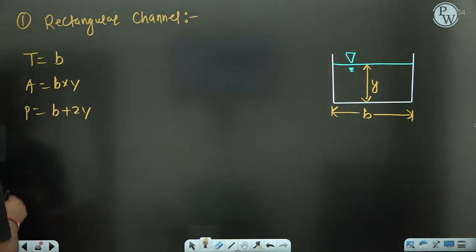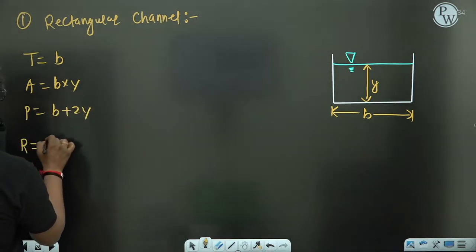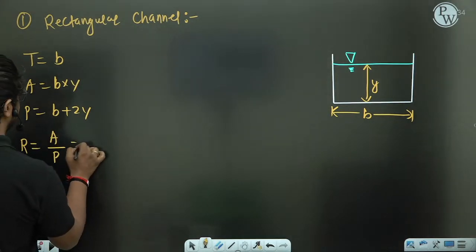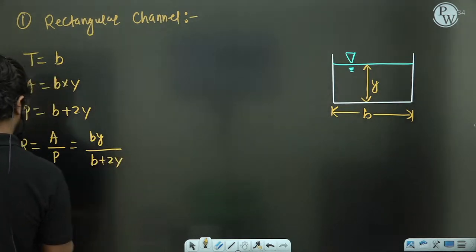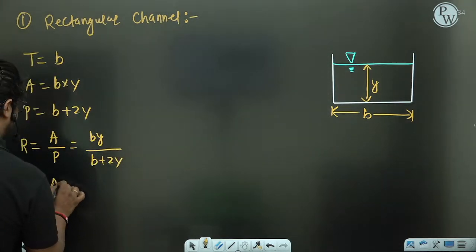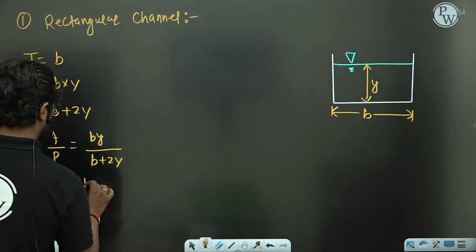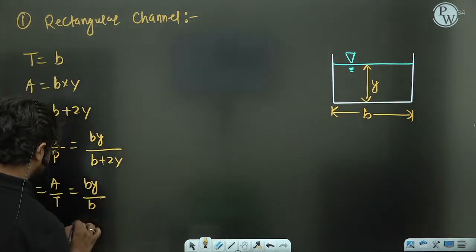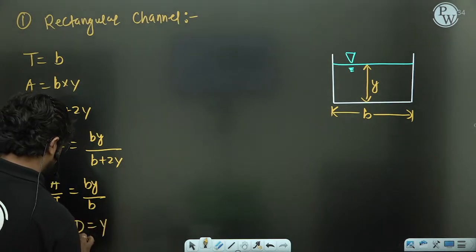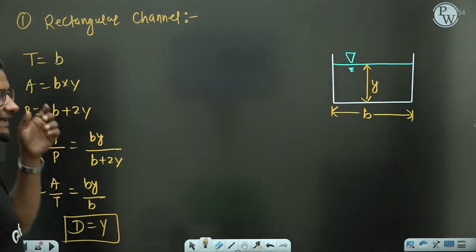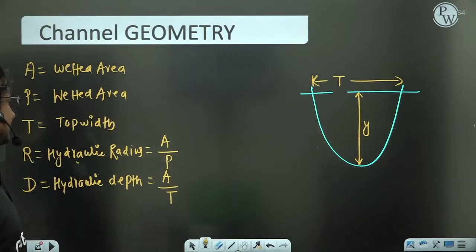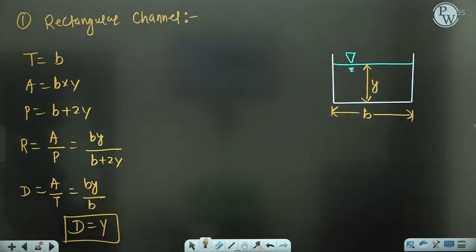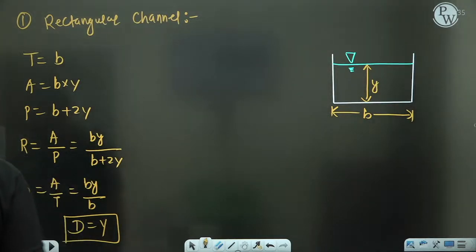Now, two things I need to find out. First one is the R, area by perimeter. So it will be BY upon B plus 2Y. And D will be area by top width. So it will be BY divided by B. So D will be equal to Y. So always remember, in a rectangular section, the hydraulic mean depth or hydraulic depth is what we call Y. Is it clear to all of you?